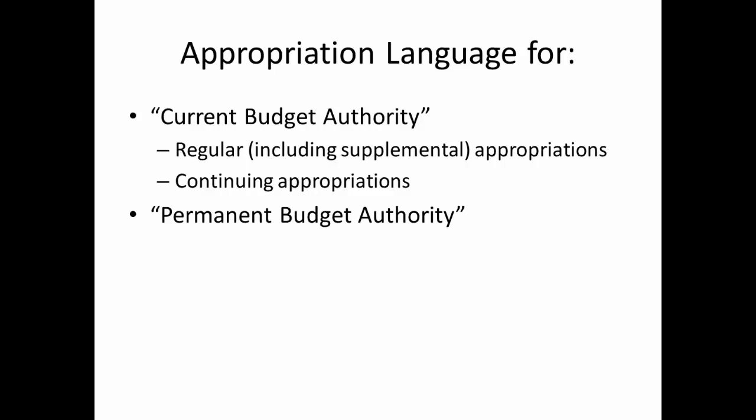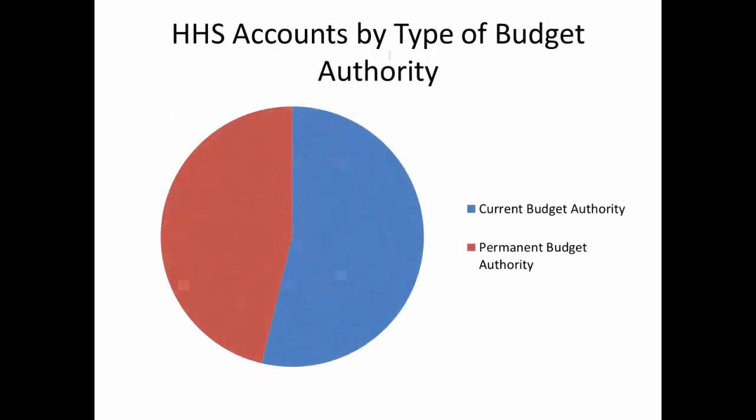This is budget authority that's available as the result of previously enacted legislation. As we will see, this type of language generally lacks the consistent structure that we've seen in Modules 1 and 2. Let's get some perspective on the universe we're looking at. Roughly 54% of HHS unexpired accounts receive current budget authority, and 46% receive permanent budget authority.